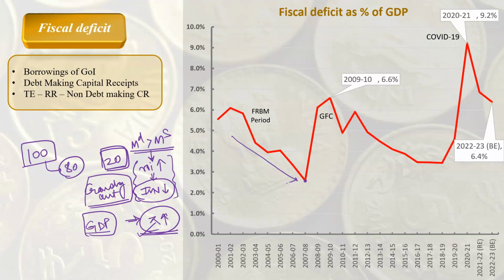However, in the wake of the global financial crisis, what happened was, because the crisis came in the US and its domino effect started coming to India also, we had to infuse the economy with a lot of fiscal stimulus to revive it. So what did the government do in this period? The government reduced its taxes and increased expenditures.